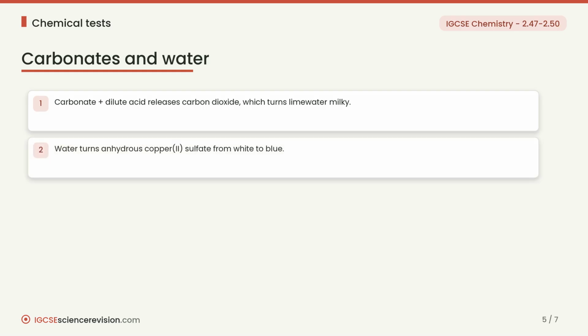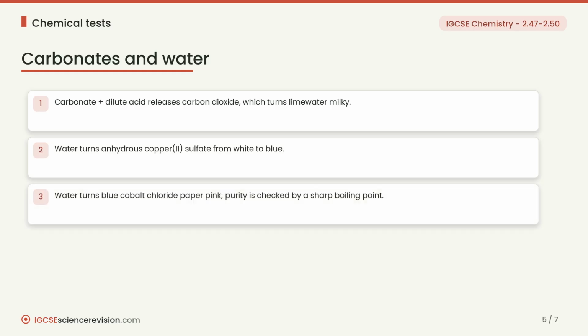Water changes anhydrous copper 2 sulfate from white to blue. Water also changes blue cobalt chloride paper to pink. These tests show water is present. A sharp boiling point is used to assess purity.